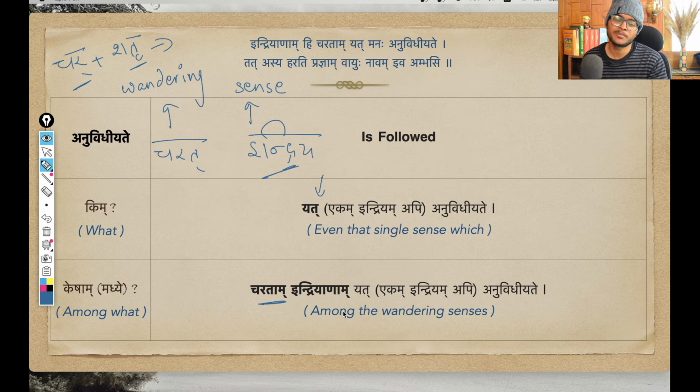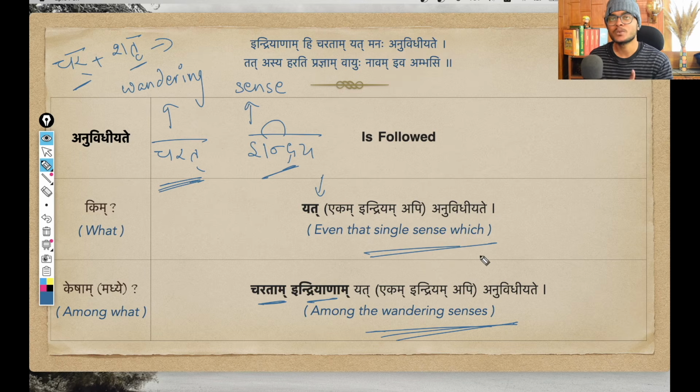So indriya becomes indriyanam, and the adjective charat will also take the same suit. So it will also change into Shashti Vibhakti Bahuvachanam in a Napumsak Linga form. So it becomes charatam. Charatam indriyanam. Among the wandering senses, yat ekam indriyam api anuvidhyate. Even that single sense which is being followed.